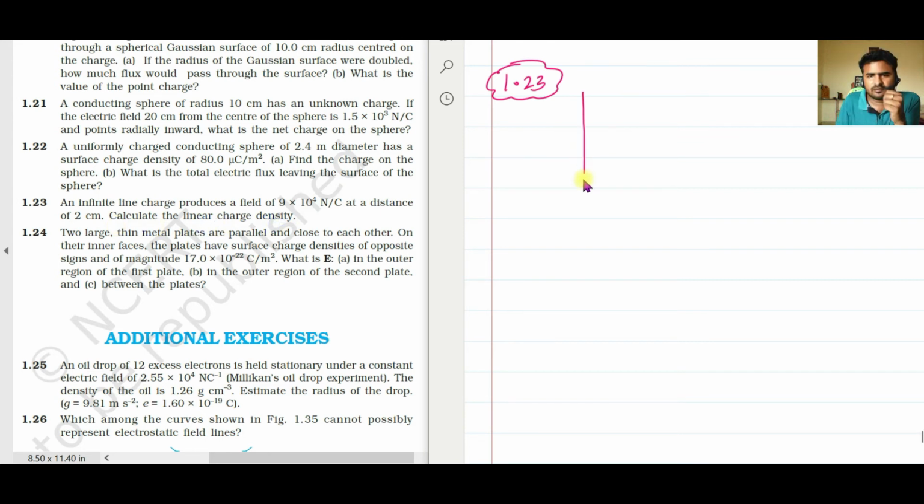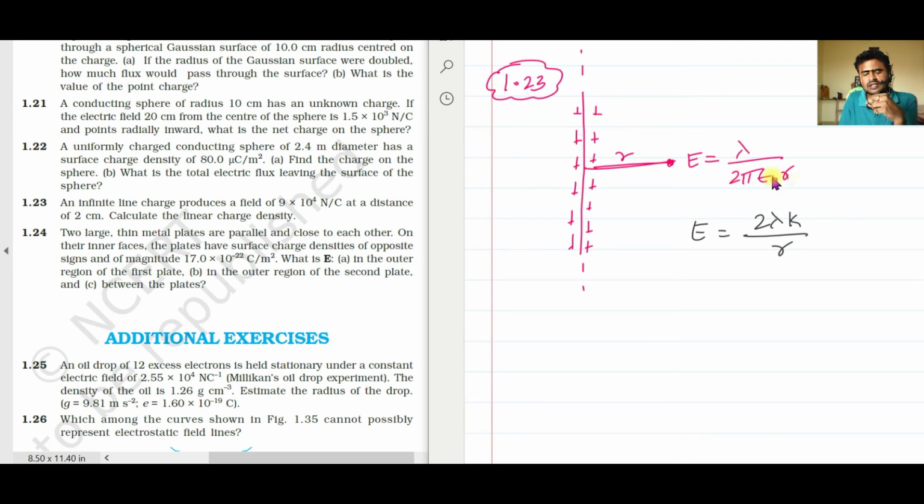Now we already know that if we have a very long wire carrying a charge with linear charge density lambda, the electrical field at a distance r from this wire is given by lambda divided by 2 pi epsilon naught into r. Okay, so that's the formula for the electric field due to a line charge. If you want to simplify this further, we can also write this as 2 lambda k by r. How? Multiply and divide by 2. So 2 lambda by 4 pi epsilon naught into r, and 1 by 4 pi epsilon naught is k. So k times 2 lambda by r. This is easy to remember.